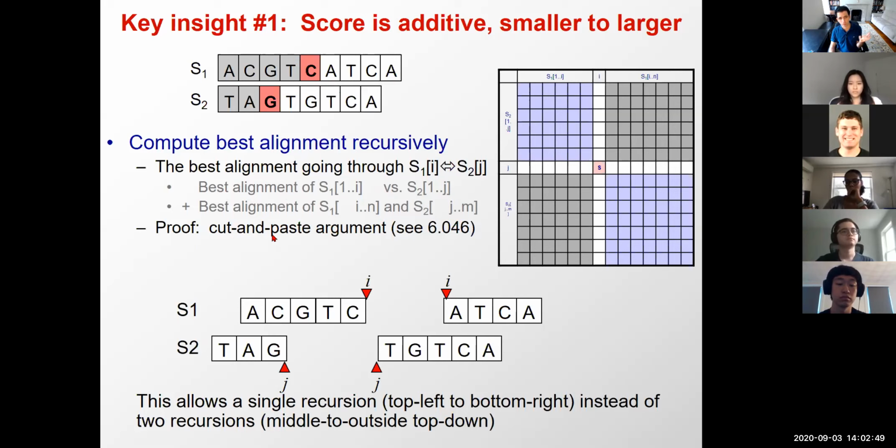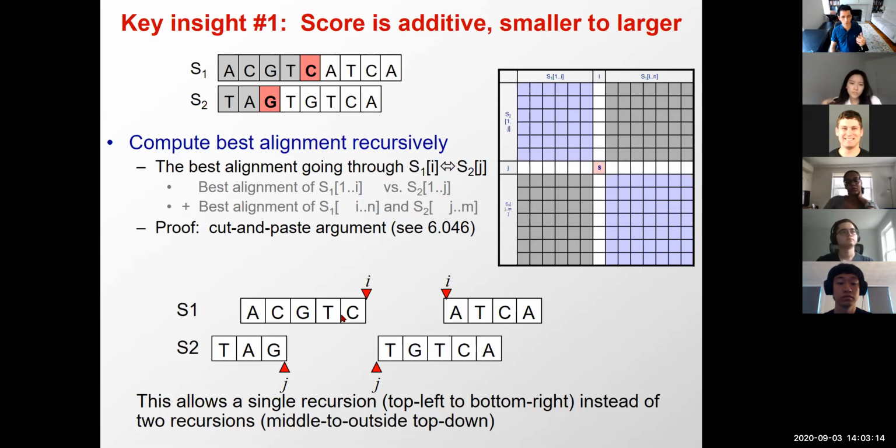So that's where the cut and paste argument that you probably have seen in 6.046 comes in to basically prove that the sub-solution must be optimal. Not every optimal sub-solution will be part of the optimal global solution, but every sub-part of the global optimal solution must have within it optimal subparts.